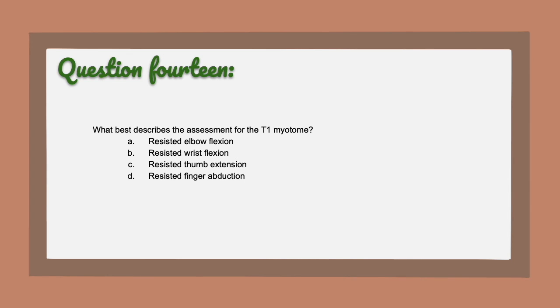14 is another myotome question. Correct answer here is D, resisted finger abduction. So when you're thinking through the myotomes, remember that C5 is shoulder abduction, C6 elbow flexion and wrist extension, C7 is elbow extension, C8 is thumb extension, and then T1 is resisted finger abduction.